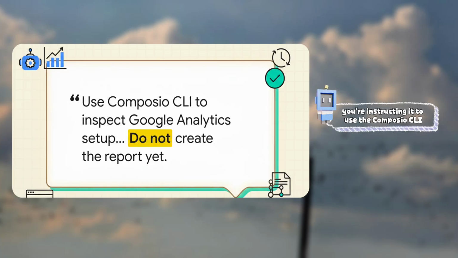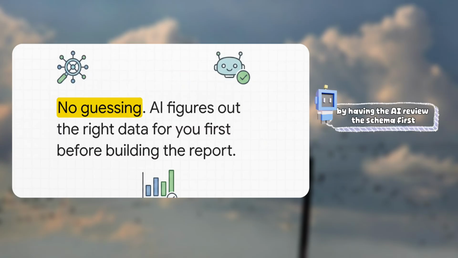Basically, you're instructing it to use the Composio CLI to read your live data structure. The AI will invoke tools to list accounts, inspect the metadata, and suggest the absolute smartest metrics, like session counts, device categories, or conversion rates for your specific business. Notice that crucial pacing step at the very end. Do not create the report yet. By having the AI review the schema first, you're verifying it actually found the correct Google Analytics property and identified clean data before you waste any time or tokens moving to the actual build phase. This basically eliminates blind errors right out of the gate.